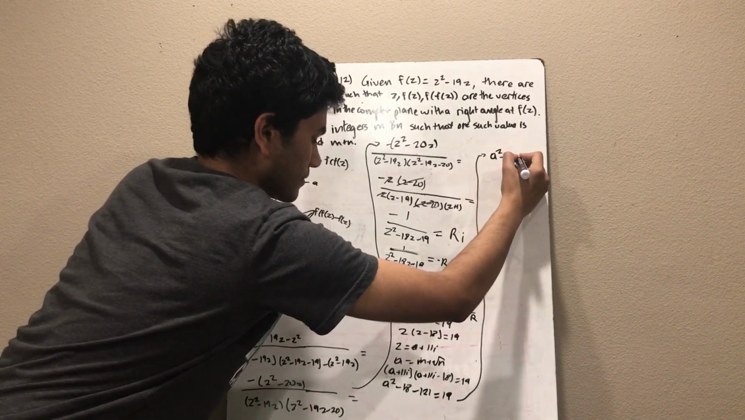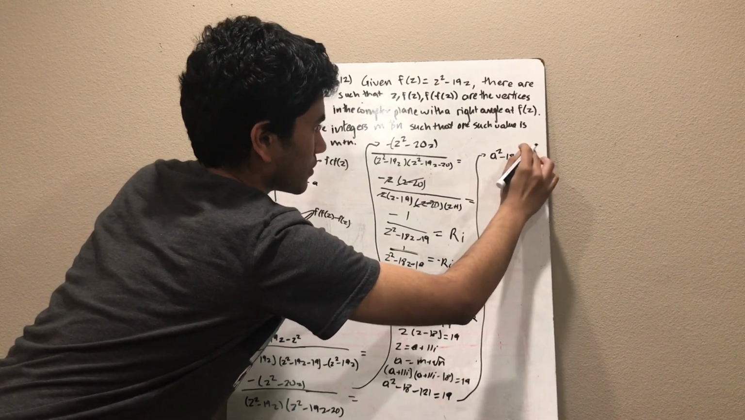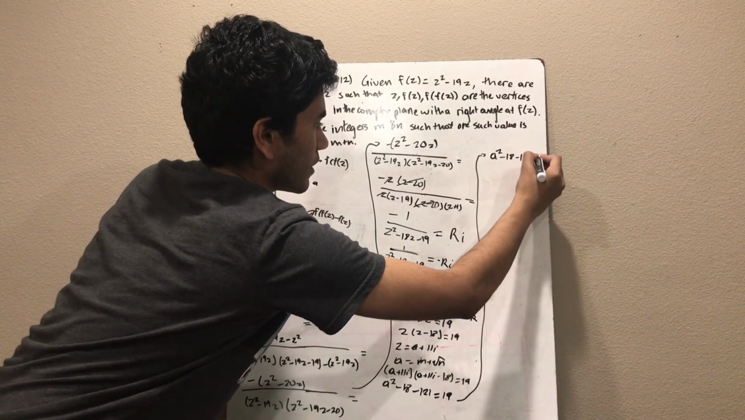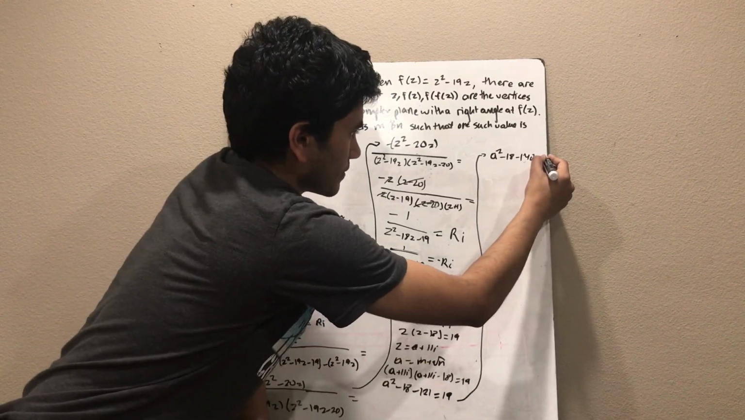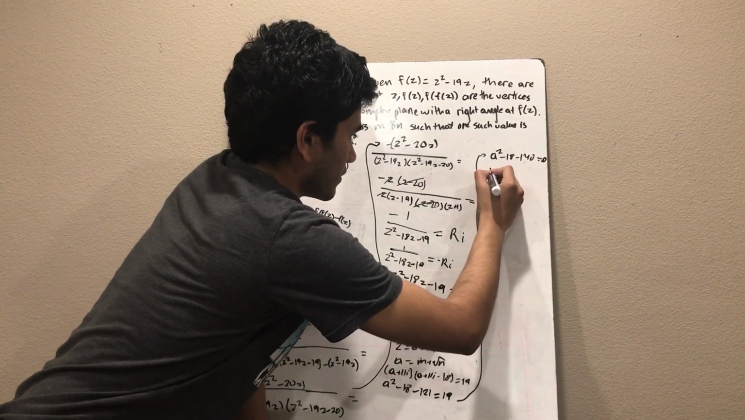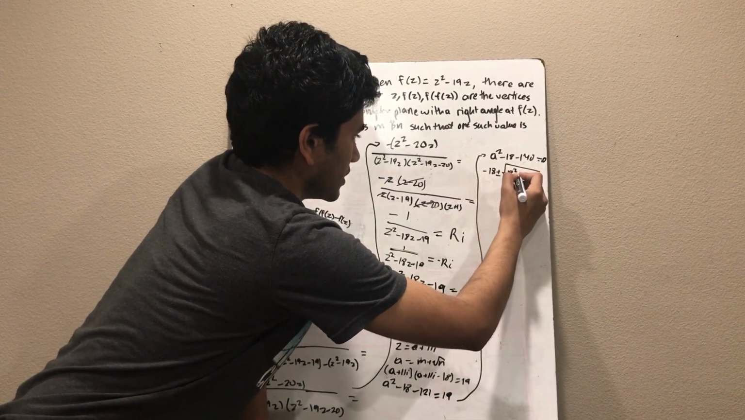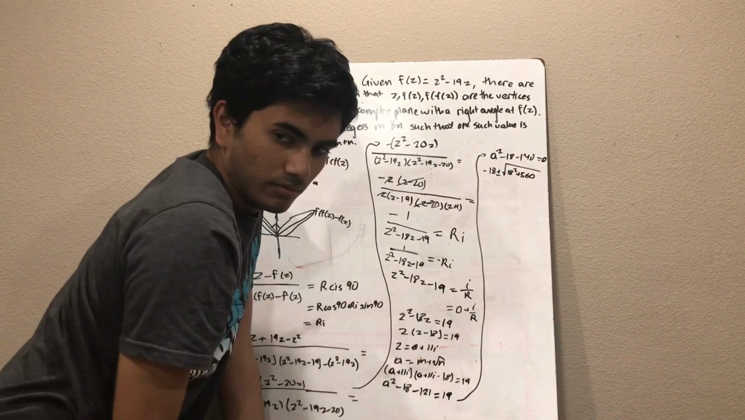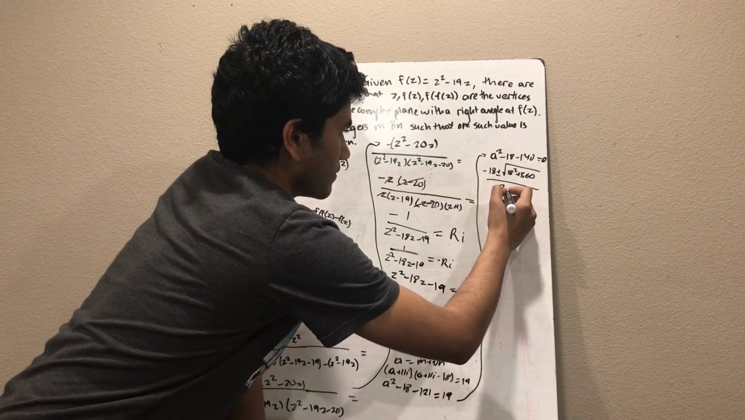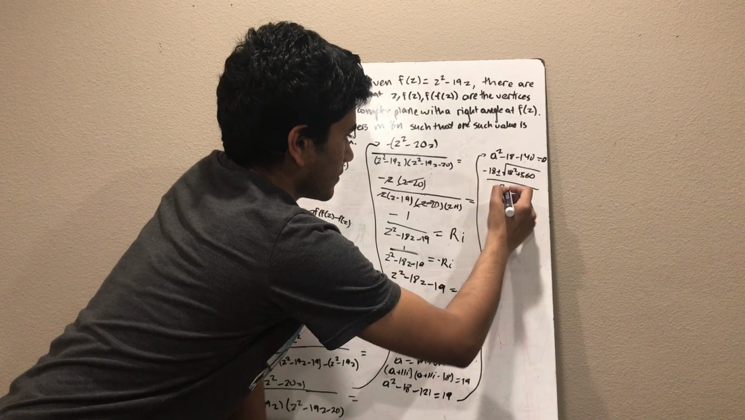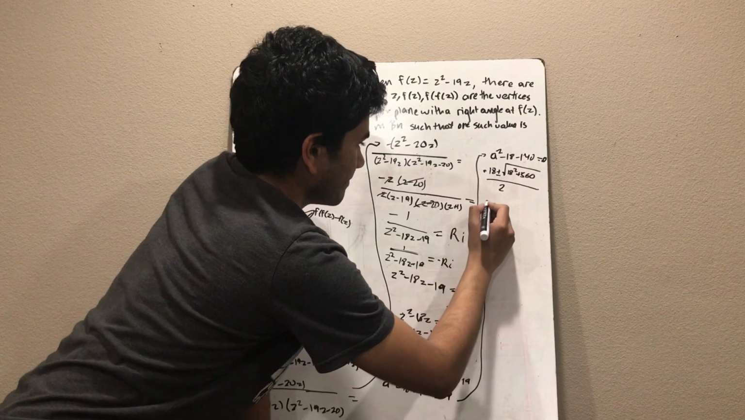a squared minus 18a minus 130. No, sorry, 140 is equal to 0. So we can solve this using the quadratic formula. Negative b, which is negative 18, minus or plus the square root of b squared minus 4ac over 2a. And this is actually plus 18, sorry about that, because negative of negative is positive.